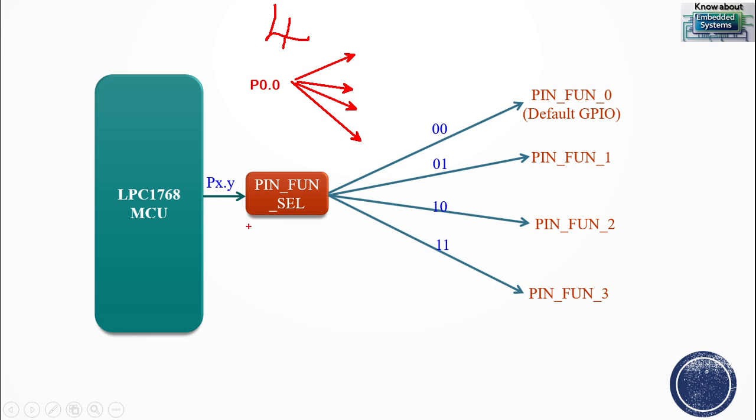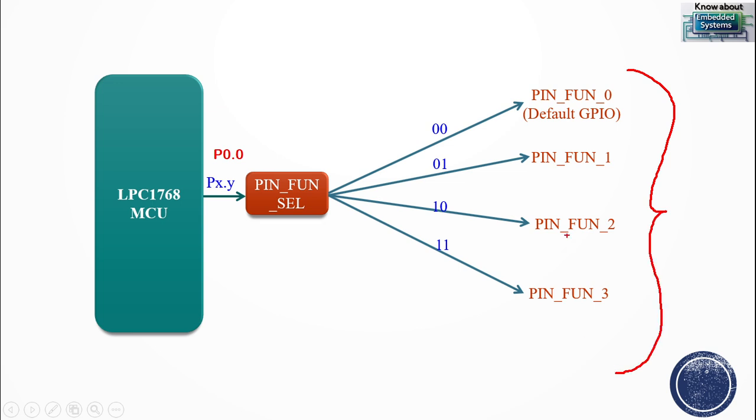Now let us again take the example of port 0.0 only. Let us assume I have port 0.0 and this port will have 4 different functions. I have not given any specific example here, but I have taken a generalized use case. So P0.0 will have 4 different functions: pin function 0, pin function 1, pin function 2, and pin function 3. Like this, the functions will be defined, and by default, pin function 0 will be selected.